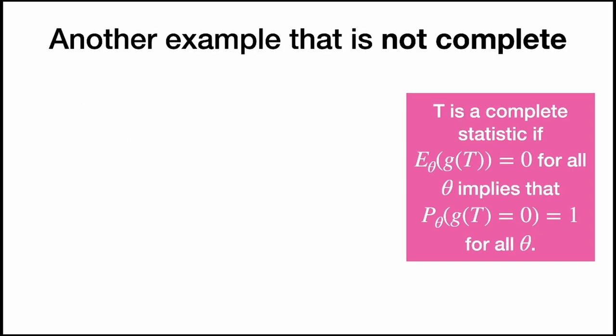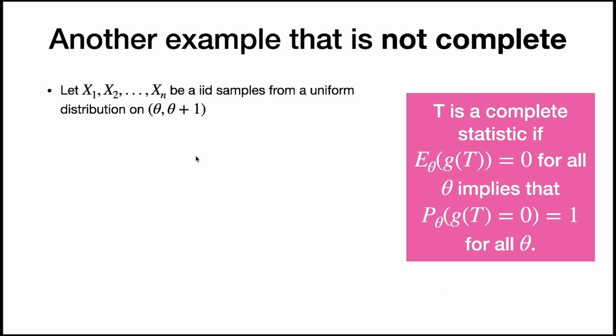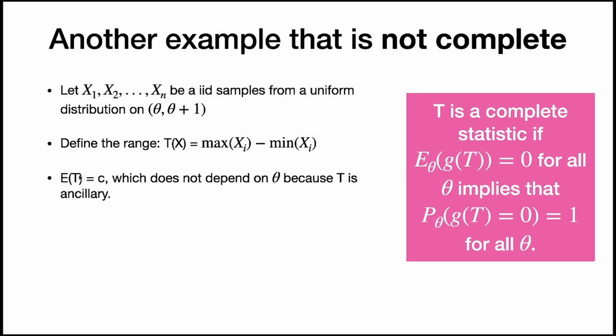So this is not a complete statistic. Let's look at another example that is not complete. Again, let's have an IID random sample from the uniform distribution between theta and theta plus 1. And let's look at the range. We said this is ancillary. So the expected value of this statistic, the max minus the min, is some number c that's probably close to 1, but it does not depend on theta because it's ancillary.